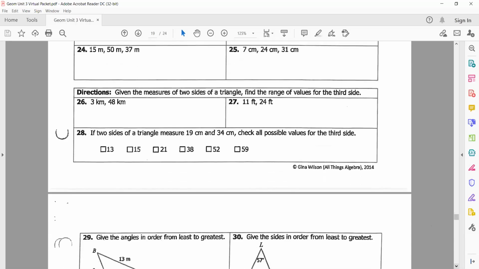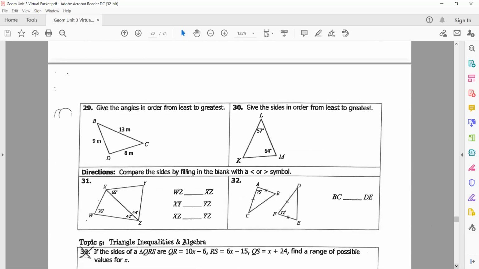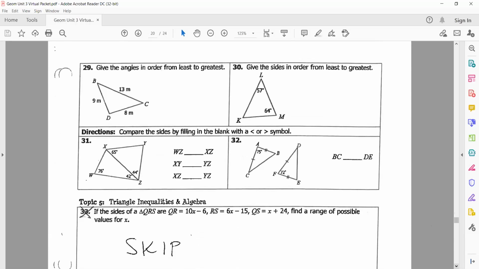Make sure you go back through your notes and look at those. Section on ordering, least to greatest. There's relationships there between the side lengths and the angle measurements. Anybody remember what that was from Tuesday?